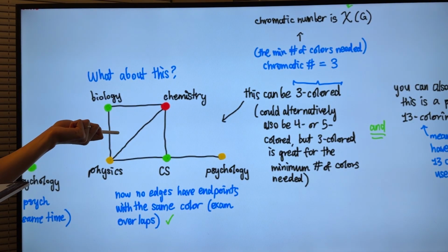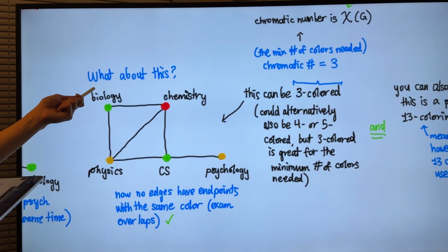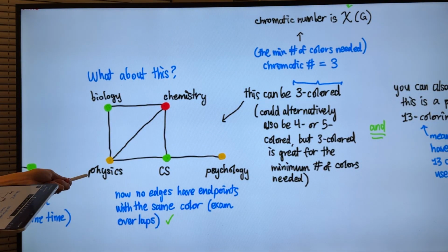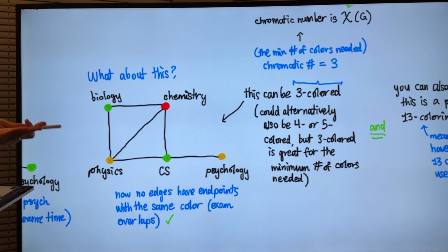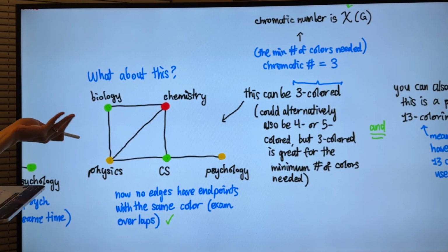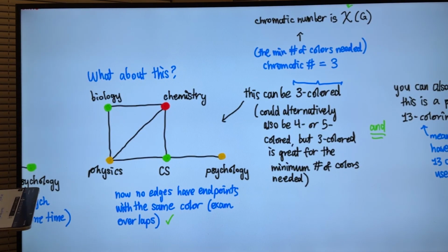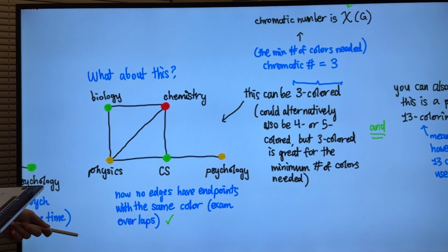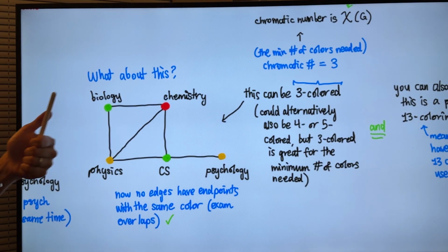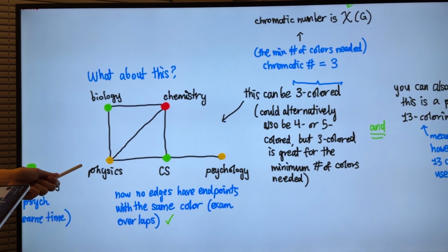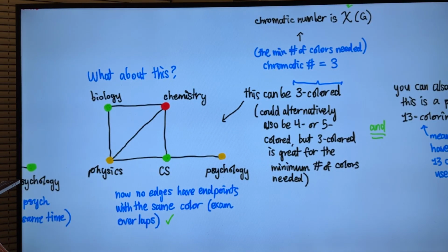And this is not the only way to do this, by the way. For example, if we put biology here, maybe we put physics up here, you'd probably get a different coloring. And there's no guarantee it would be the minimum number of colors. But what you would end up with is definitely going to be something that works. So in this case, no edges have endpoints with the same color. In other words, no exam overlap. So this works. We can use 3 different exam times to make sure no student taking pairs of classes gets the same time for both classes.